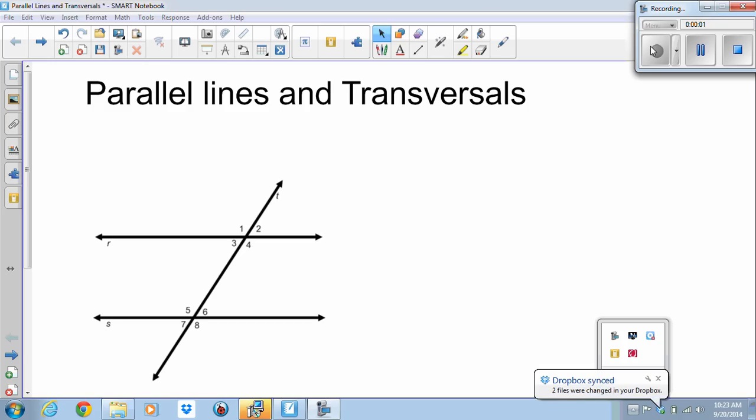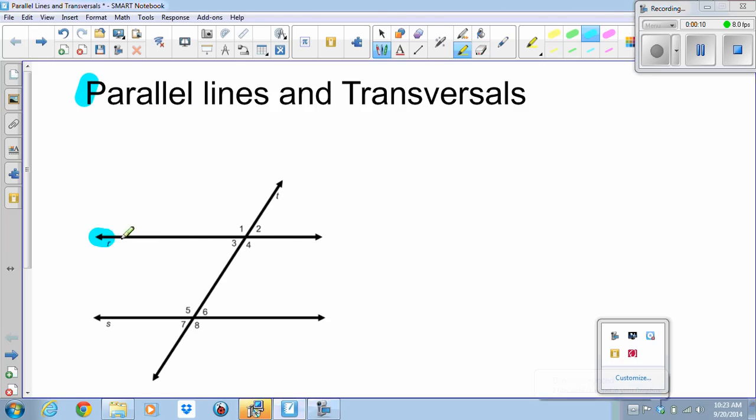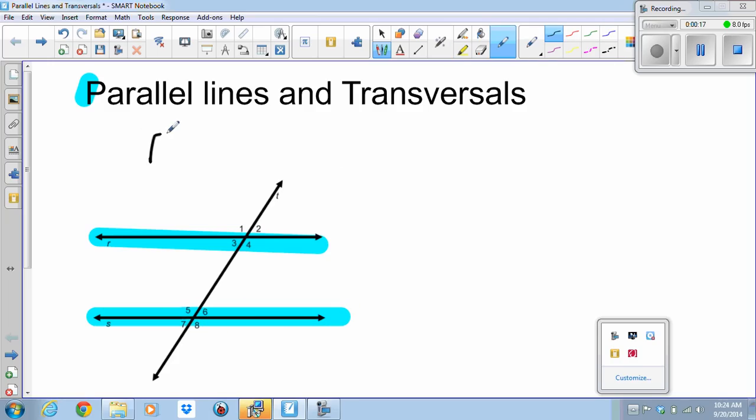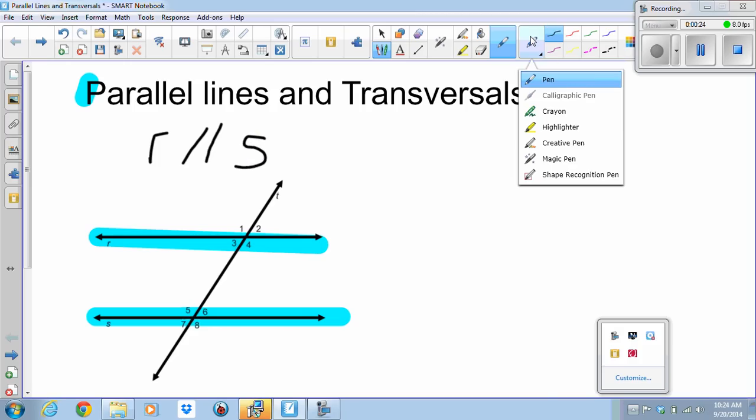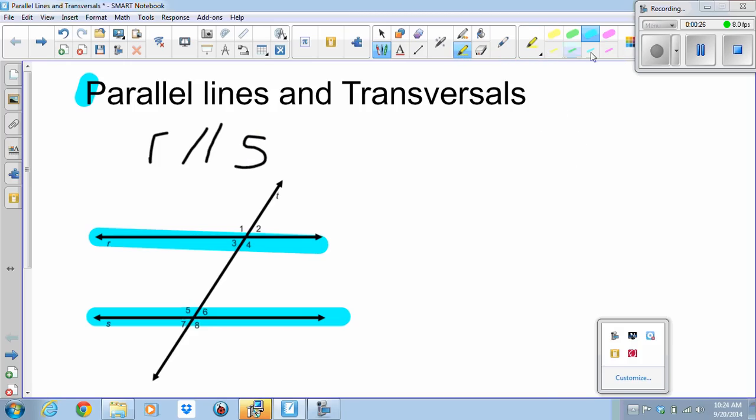Alright, today's video is on parallel lines and transversals. So first we're going to talk about parallel lines. Line R is parallel to line S. And then we have this transversal coming through. Our transversal is the line that comes through, and we have transversal T.